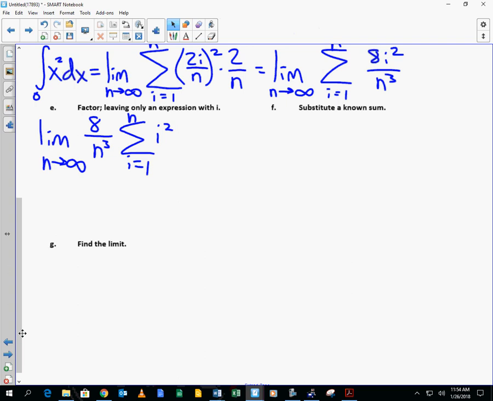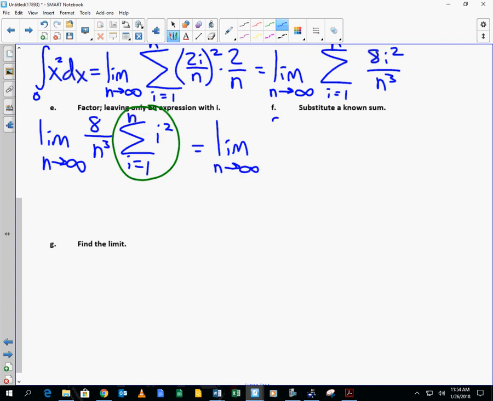We are almost done. I want to get rid of this so that I have n's. Is there something I could put in that place? Exactly. I take this and I write it as the limit as n goes to infinity of 8 over n cubed times, you guys said I could take this and I could substitute n times n plus 1 times 2n plus 1 all over 6.